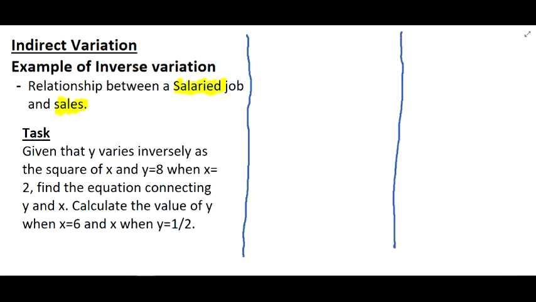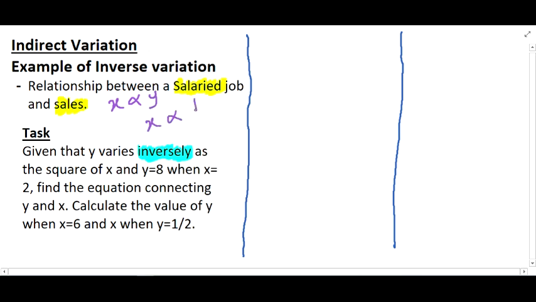Okay, let's continue. Now we say, given that y varies inversely, like I told you, always check out what they are asking you for. This is an inverse variation. So given that y varies, and before I continue, I just want to show you the difference between direct variation and inverse variation. Now, if x varies directly as y, this is the relationship. But if x varies inversely, you have 1 over y. This is the difference. So this is a direct variation, and this is an inverse variation.